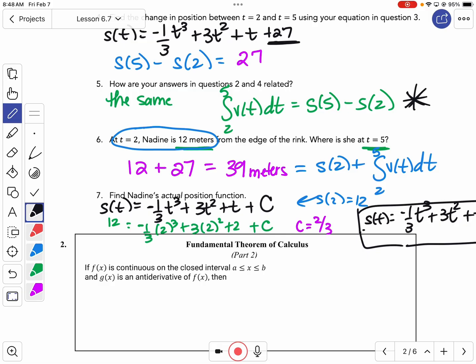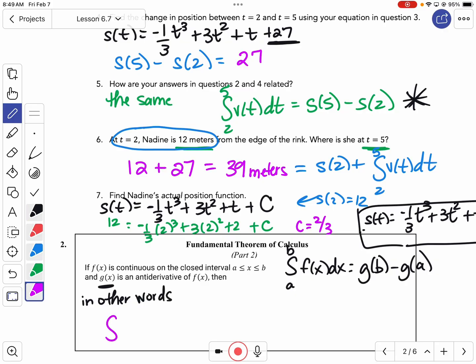So again, we've got a function that's continuous, and g is an antiderivative of that function. Then they say that the integral from a to b of f of x dx is g evaluated at b minus g evaluated at a, g being the antiderivative. In other words, this is how I like to think about it.